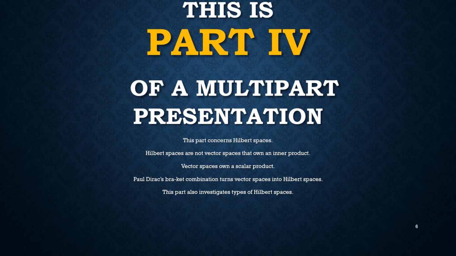This is part 4 of a multi-part presentation. This part concerns Hilbert spaces. Hilbert spaces are not vector spaces that own an inner product. Vector spaces own a scalar product. Paul Dirac's bracket combination turns vector spaces into Hilbert spaces. This part also investigates types of Hilbert spaces.